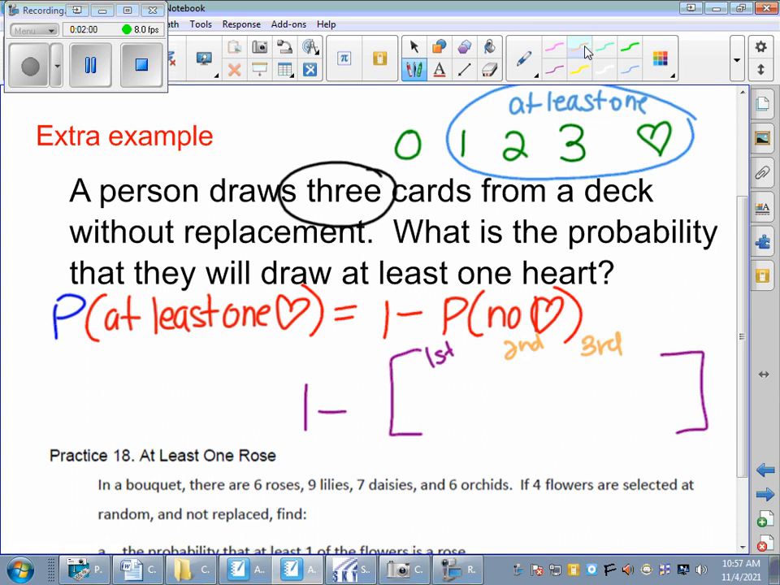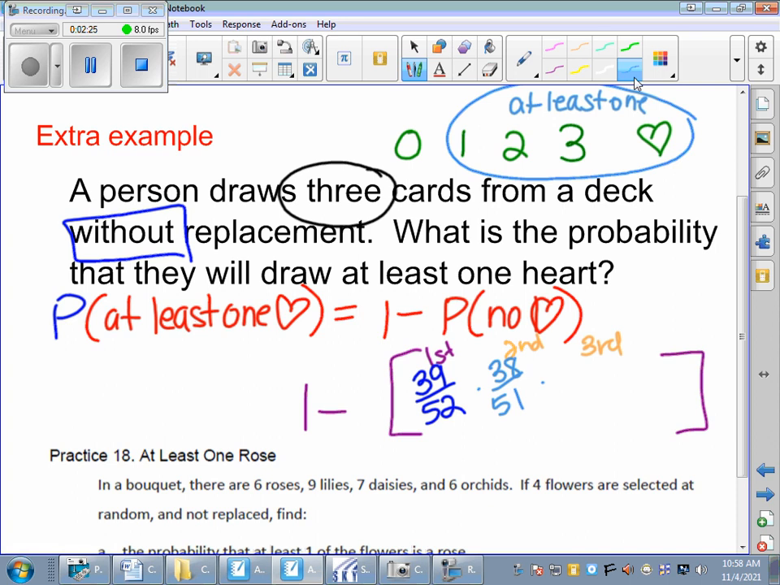For the first card, I want to know the probability that it will not be a heart. There are 4 suits, 13 cards in each suit, so 39 cards out of the 52 are not hearts. My second card, notice it's without replacement, so that means I have 38 cards that are not hearts left out of 51.